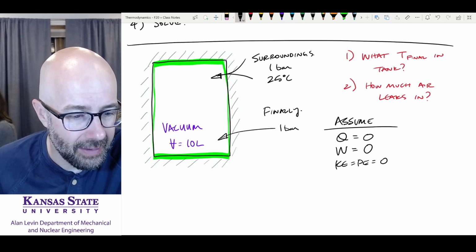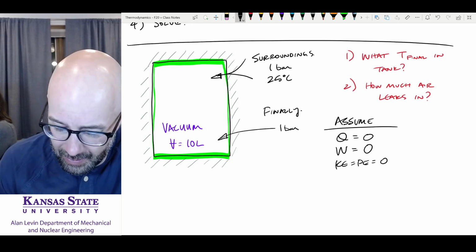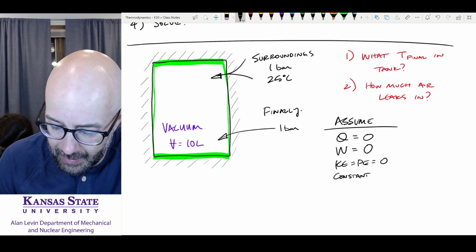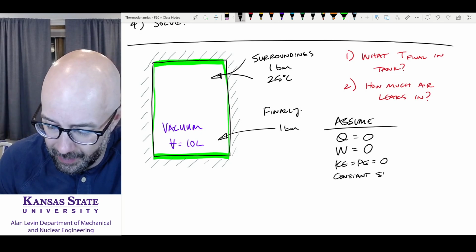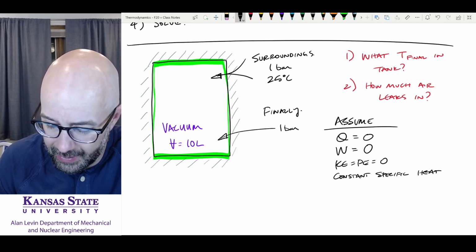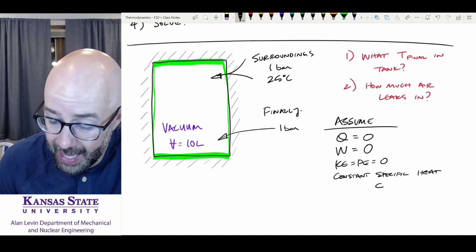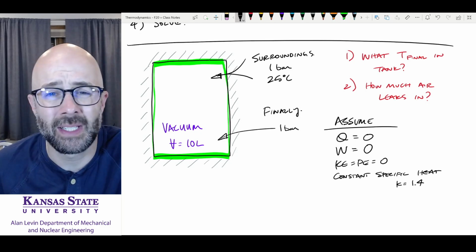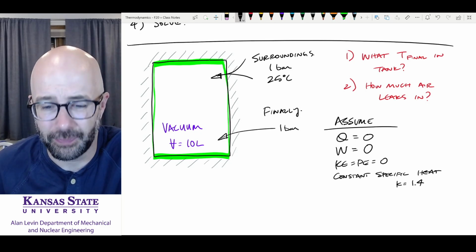And we're going to say this is going to be constant specific heat. Constant specific heat. And we're going to say K value is equal to 1.4. So we didn't give you C sub P or C sub V, we gave you K.